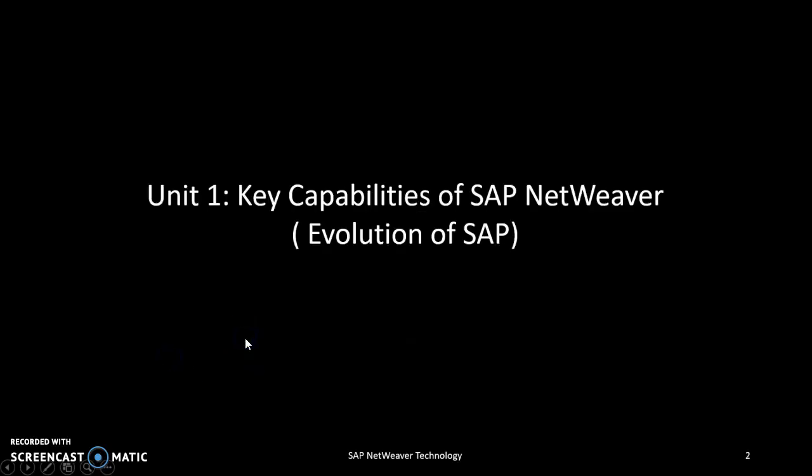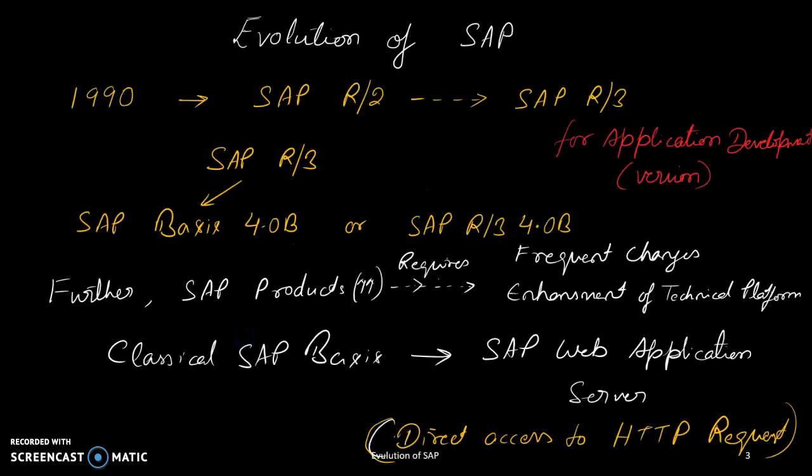Today we are going to talk about the evolution of SAP. In 1990, SAP provided two basic products: SAP R2, mainframe based, and SAP R3, client server based. They provided similar functionality, and R3 is often referred to as a successor of R2.